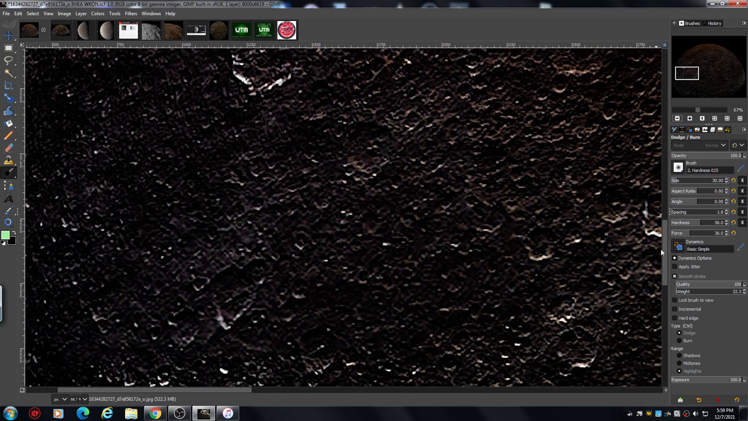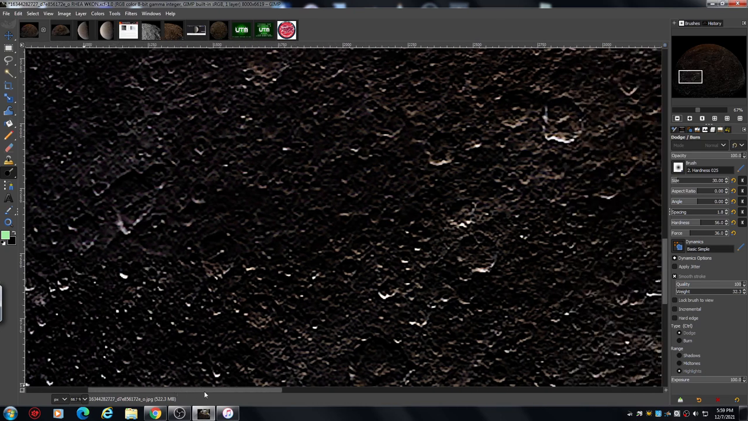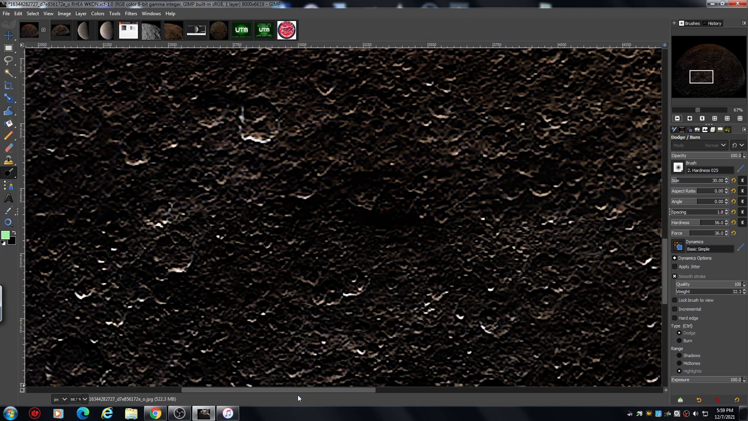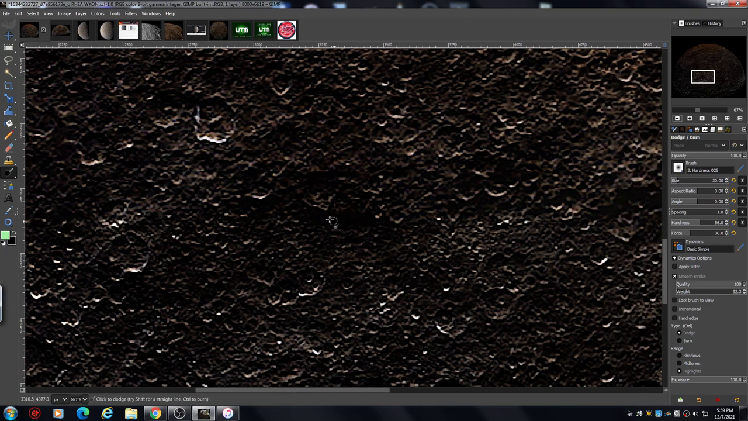This is by no means fully enhanced. The other one isn't either. It's like all these images, you can just keep going and going. I spent a ridiculous amount of hours on this, on these two maps as it is.